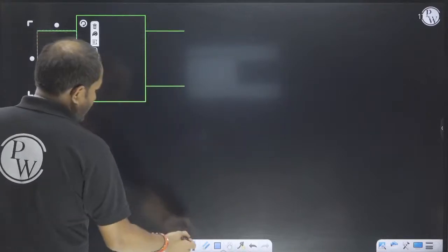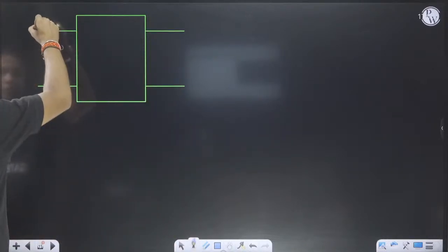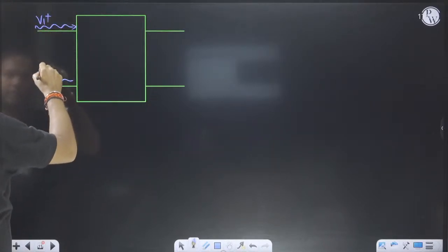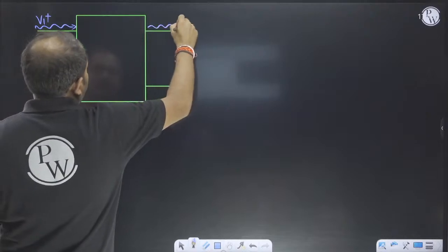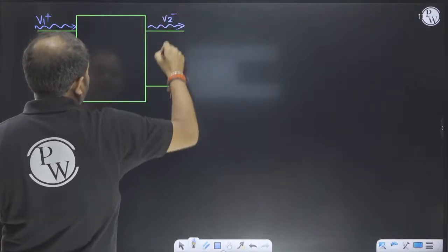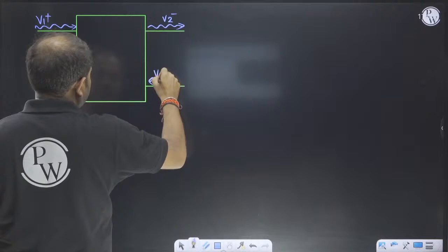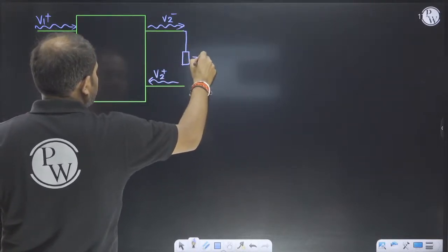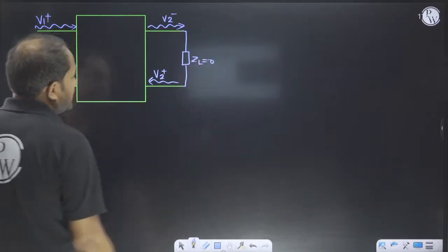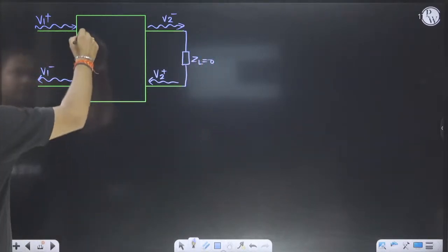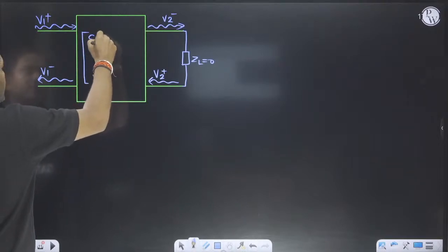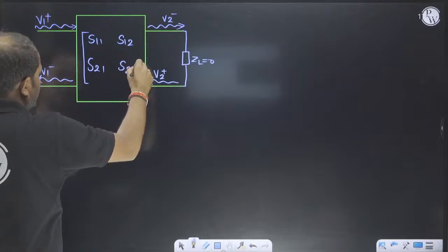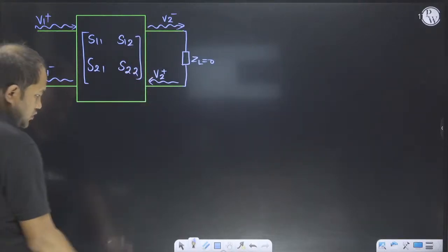This is input port and this is output port. In input port we have V1 plus, and at the output we have V1 minus. This one we have V2 minus, and this one we have V2 plus. And there is a short circuit. That means ZL is equal to 0 at this point in the second port. S parameter is given. What is S parameter? S11, S12, S21 and S22. It is given here. So what we will do?